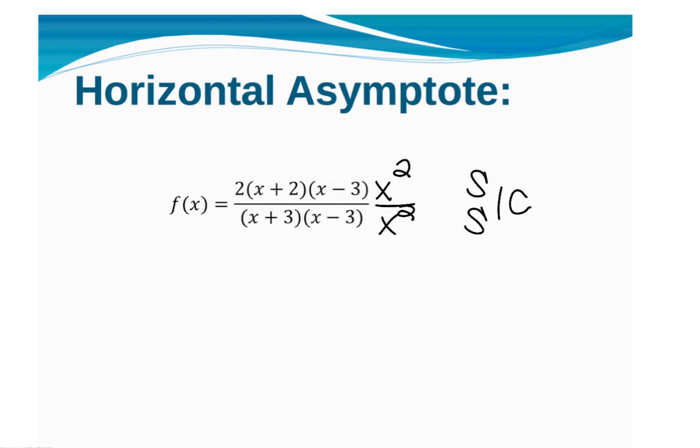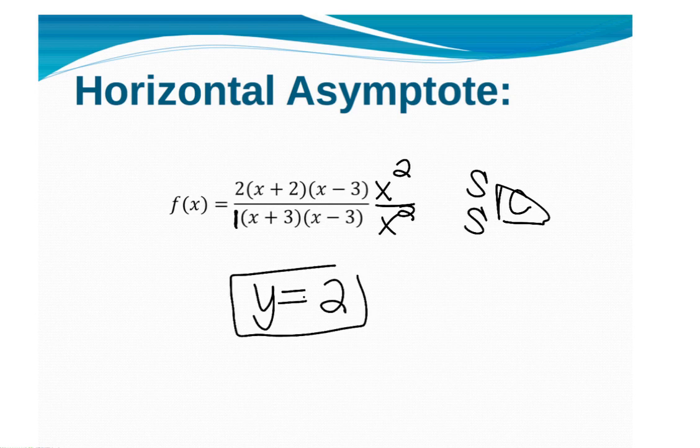So we're looking at our coefficients. And our coefficients out in front, we have a 2 and a 1. So 2 divided by 1 is going to give us 2. So our horizontal asymptote is going to be at y equals 2. Just like with vertical asymptotes, horizontal asymptotes are also a line, so we need to make sure we have that equation, y equals 2.